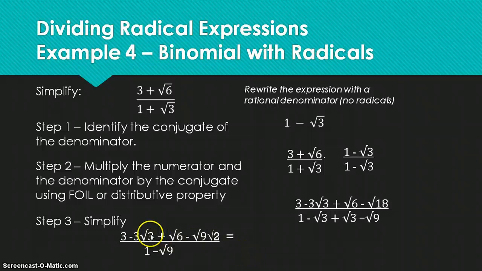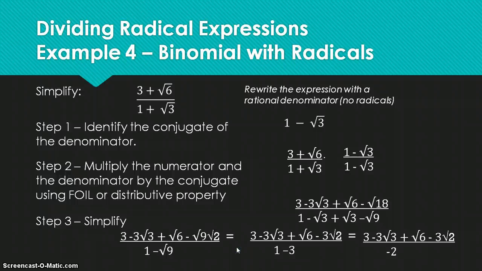And on the top, I'm left with 3 minus 3 radical 3 plus radical 6 minus square root of 9 times square root of 2, divided by 1 minus the square root of 9. That simplifies to 3, which is 2. The top cannot be simplified any further because there are no like terms, and it's my final answer.